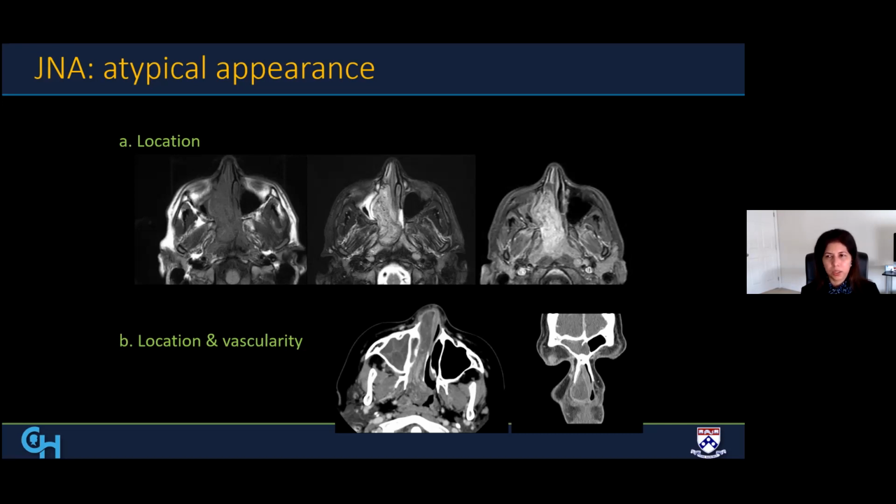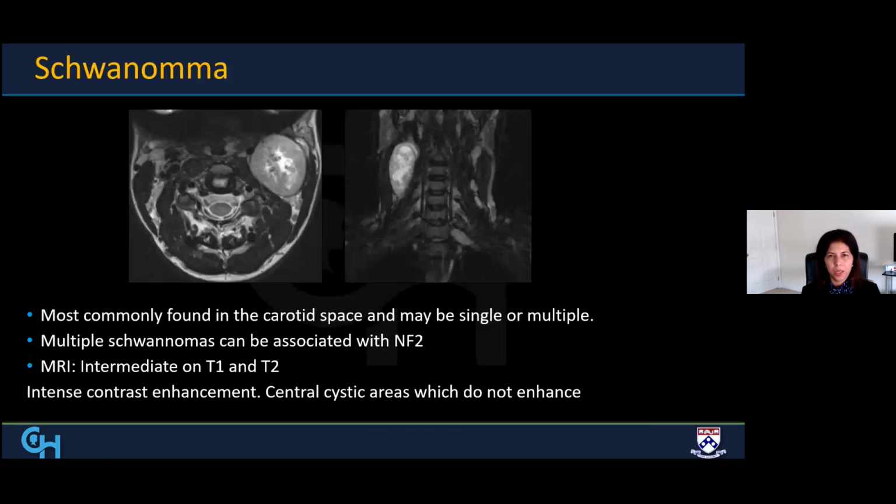So that is the reason why you need to do the cross-sectional imaging, to see the spread and get an idea of how extensive this is, and do an embolization prior to surgery. And this is one rare example that I have, which did not show the typical vascularity that would be associated with the JNA. This is more of an exception rather than the norm with JNA.